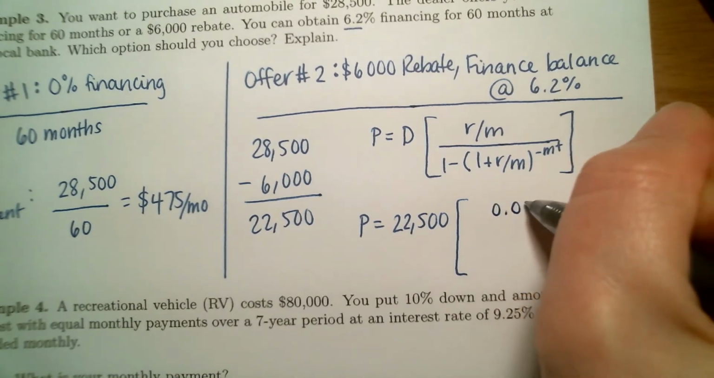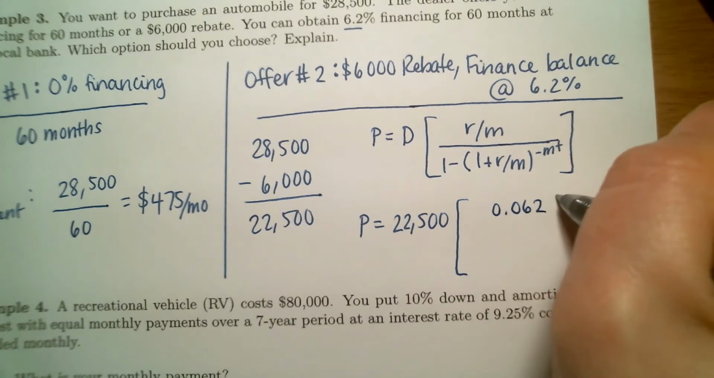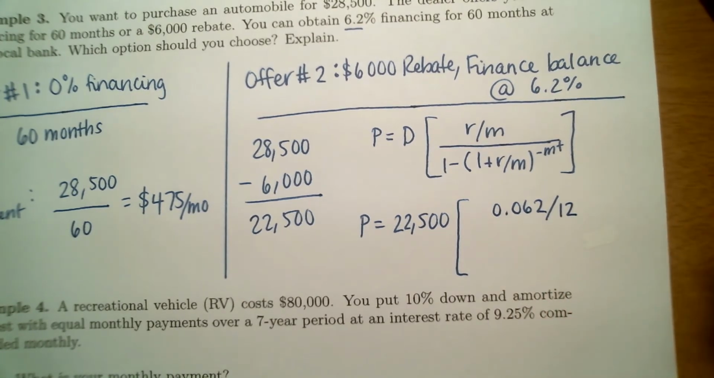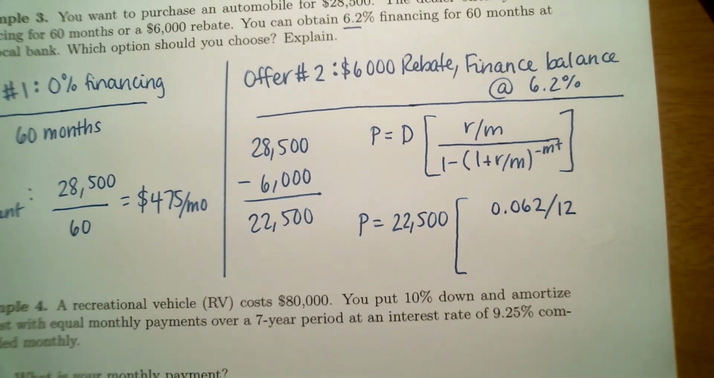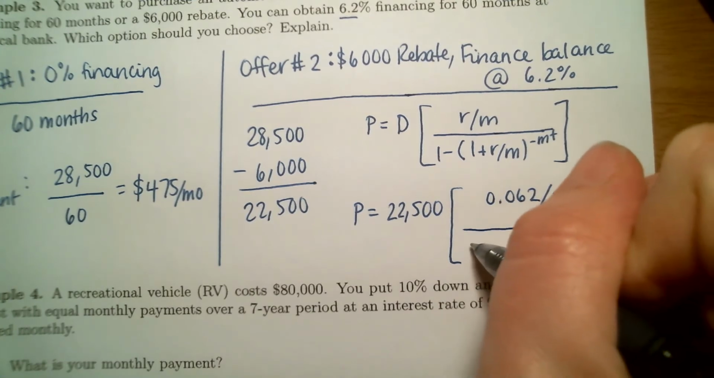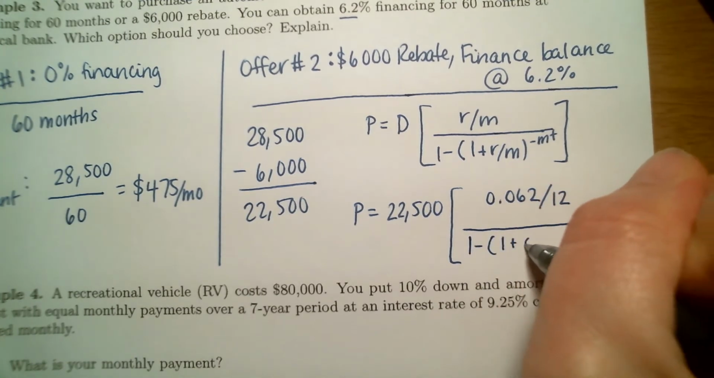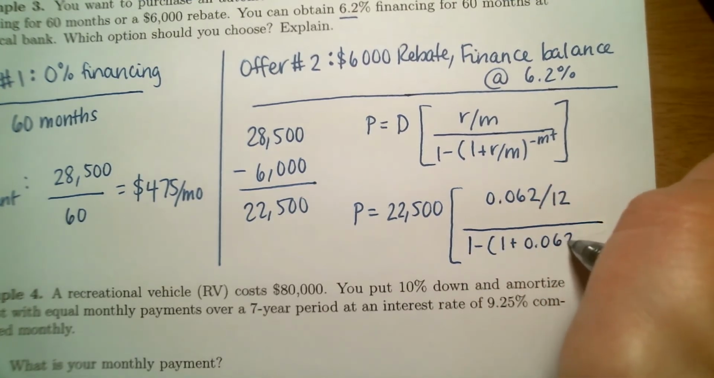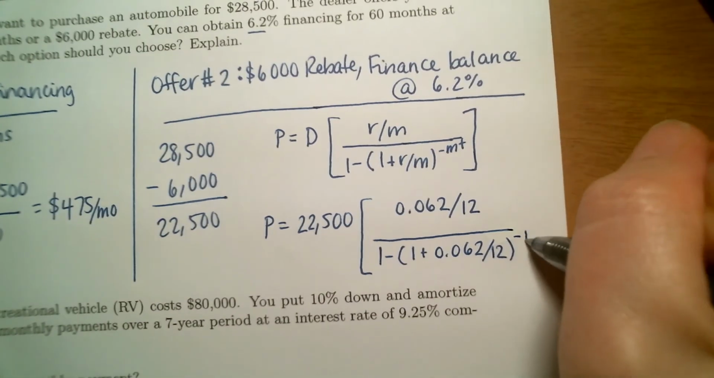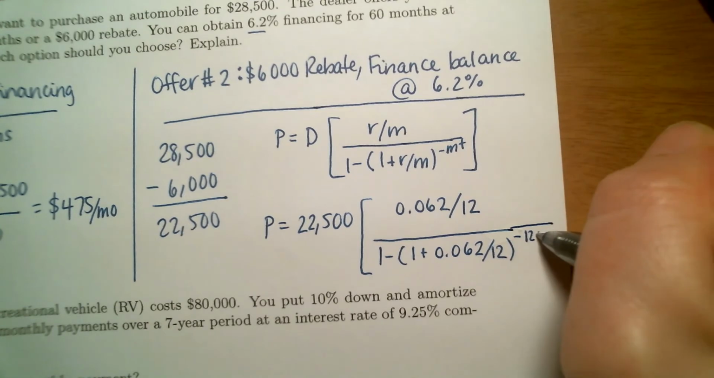So it's going to be 0.062 divided by m. m is 12 because you're making monthly payments, and that goes hand in hand with how often the interest is going to be compounded on the unpaid balance. So m is 12. In the denominator, we're going to have 1 minus (1 plus 0.062 divided by 12) raised to the negative 12 times t.